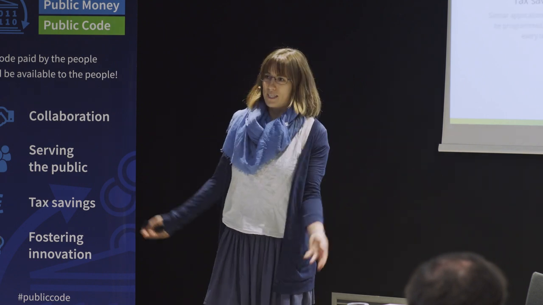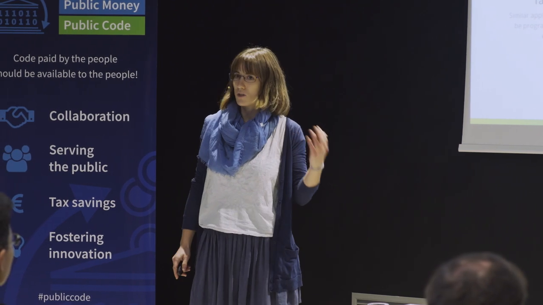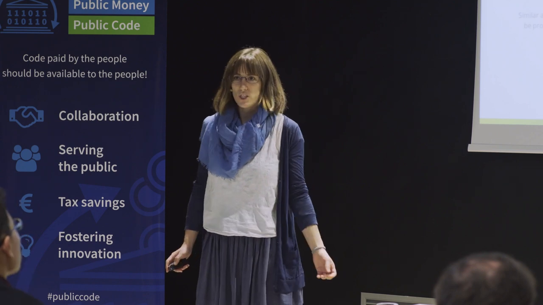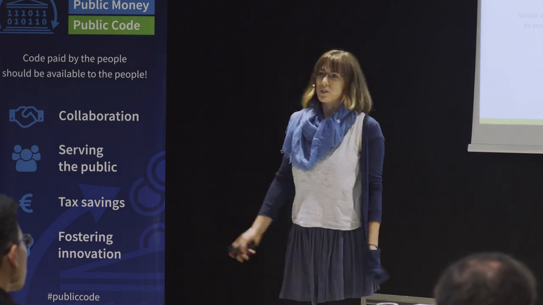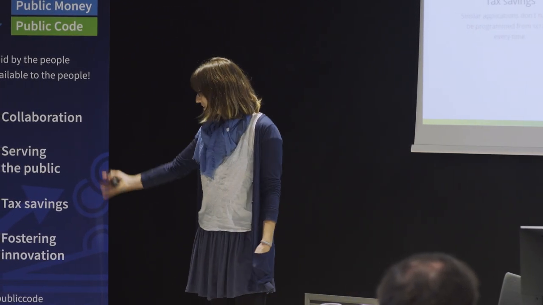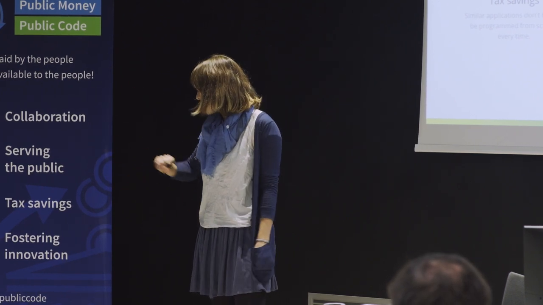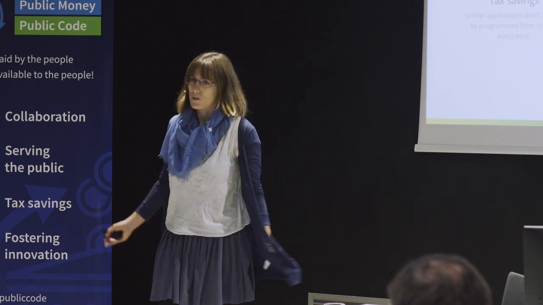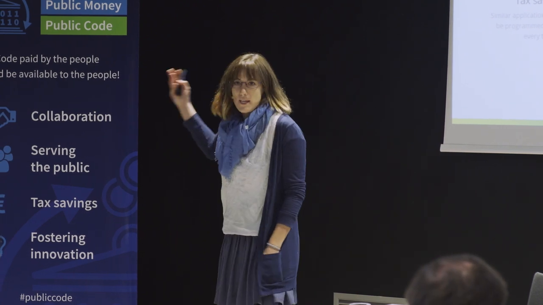So what does this mean further? Public Money, Public Code is not only about taking back control, it's also about modernizing our IT infrastructure in the public administration, using free software as a standard. And by this, it gives back the benefits that are already written here: collaboration, serving the public, tax savings, and fostering innovation. Collaboration can be done on huge projects with other communities, for example, on saving costs.